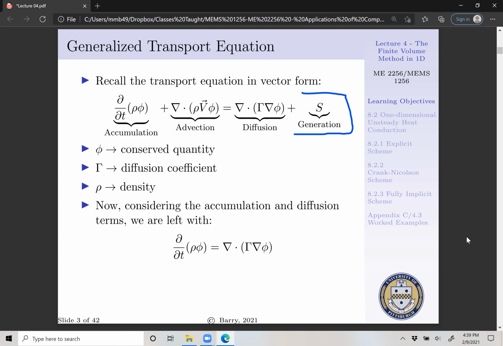So let us look first at a transient diffusion problem. Our general scalar transport equation then reduces down to the time rate of change of our density times our conserved quantity phi being equal to that being diffused, i.e. a divergence of gamma grad phi. So we're going to spend a good portion today casting this into our finite volume form.